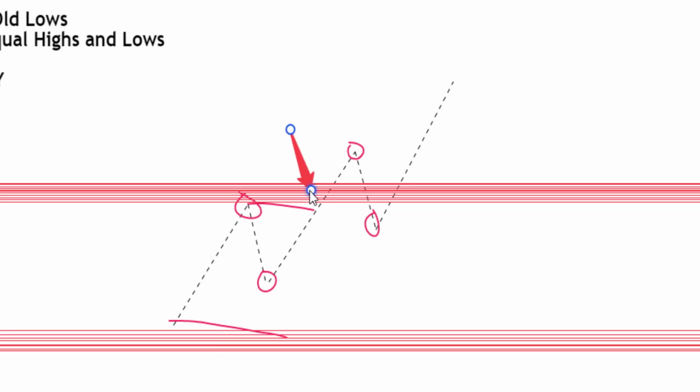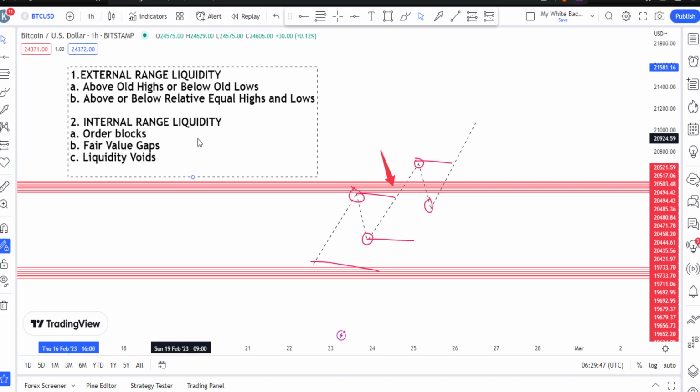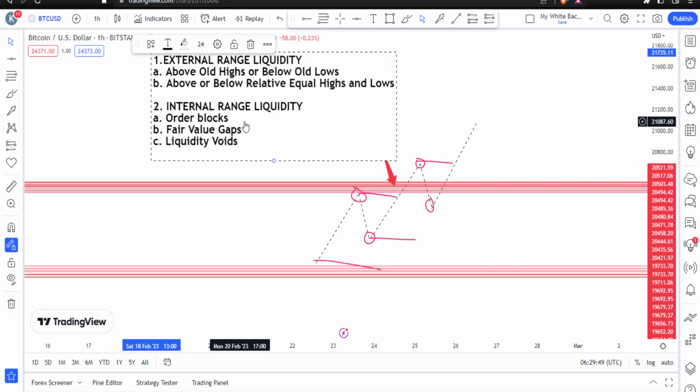It picks the liquidity and then it moves outside the range. After moving outside the range, it will create a new range, which is this one. This is the new range. And then it will come back to pick internal range liquidity. This is where we form this internal range liquidity. It will retrace to either an order block, a fair value gap, or a liquidity void, because these are the three main places that price will come to.